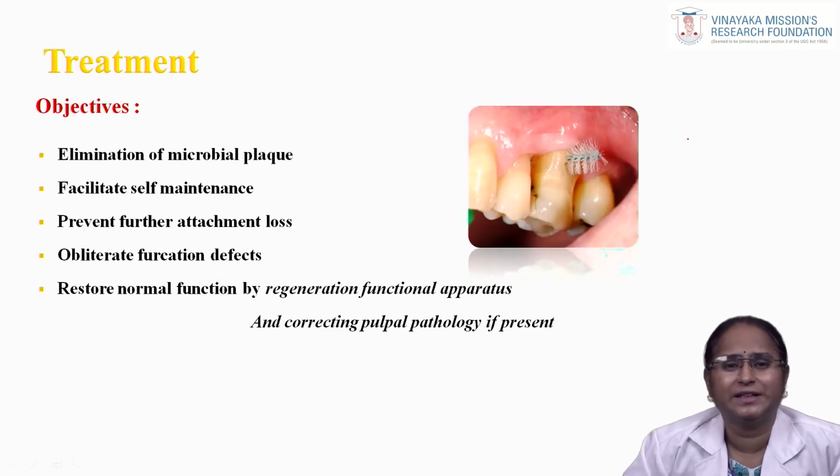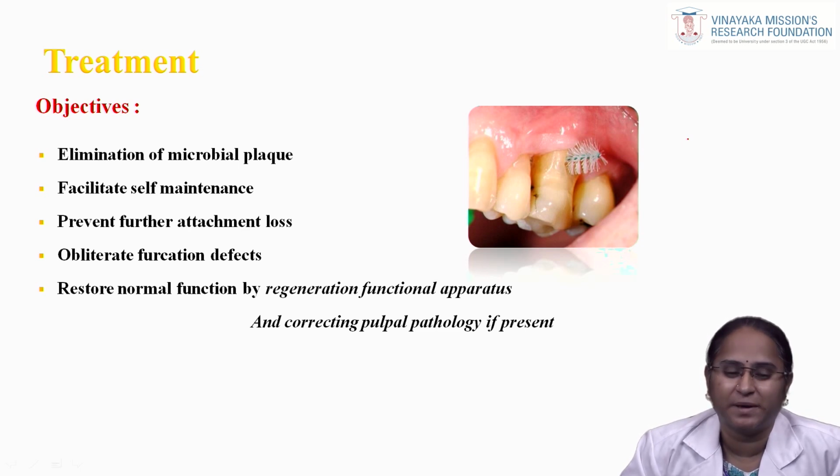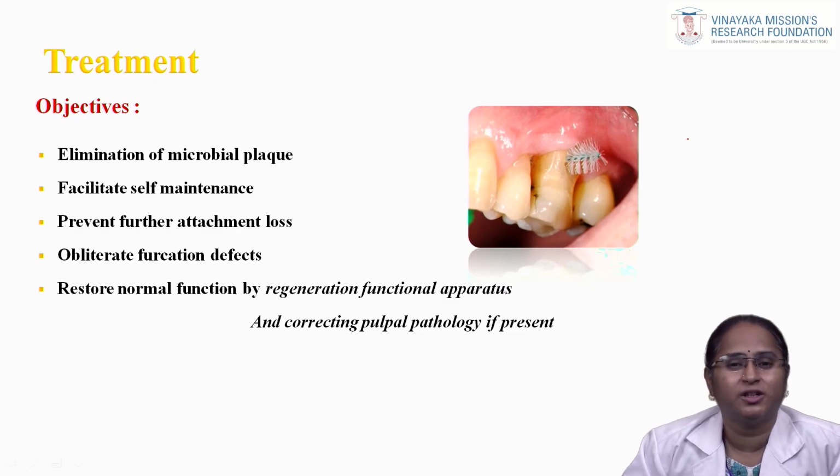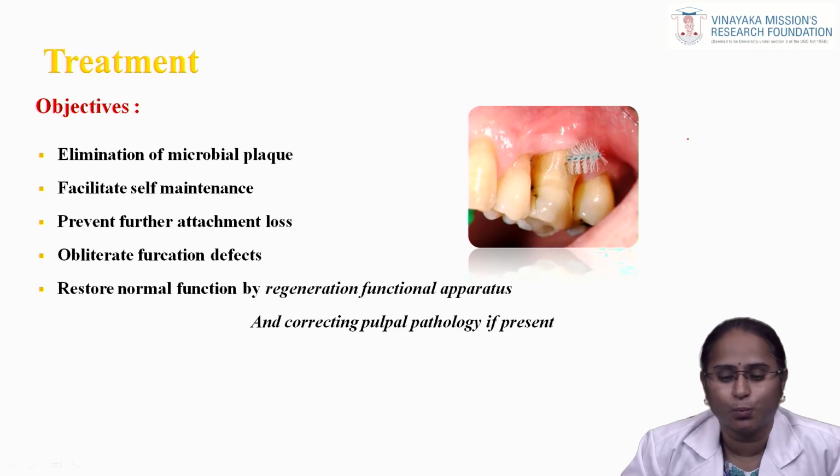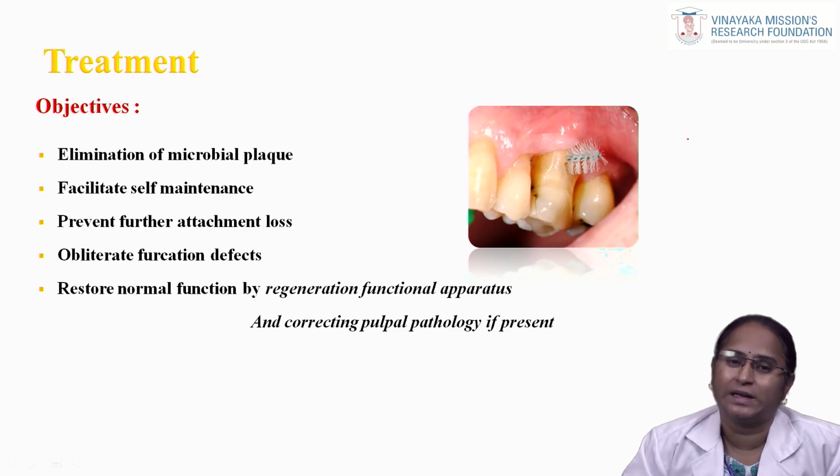Coming to the treatment, the main objectives of treatment for furcation involvement are, first of all, to eliminate the plaque retention area, then to facilitate self-maintenance by the patient, to prevent further attachment loss, to obliterate furcation defects like dental anomalies, and to restore normal function by regenerative processes. If any pulpal pathology is present, we have to correct it.